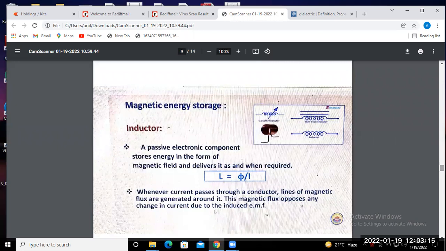Next component is your magnetic energy stored in the inductor. This is the symbolic representation of the inductor, and physically you have to draw it maybe in this way. So how do we get magnetic energy stored in the inductor?